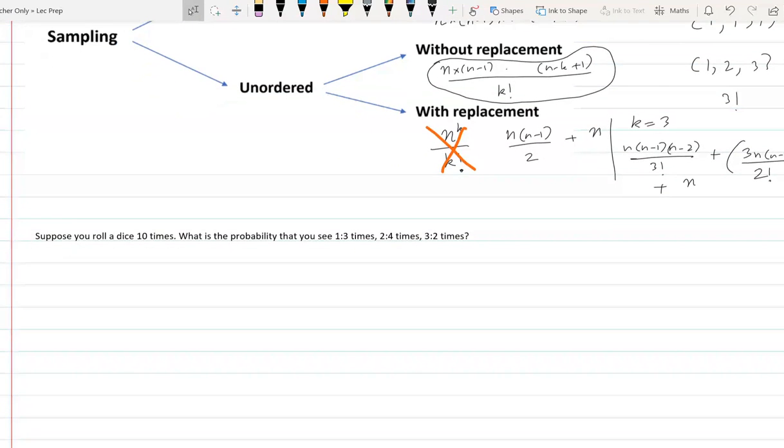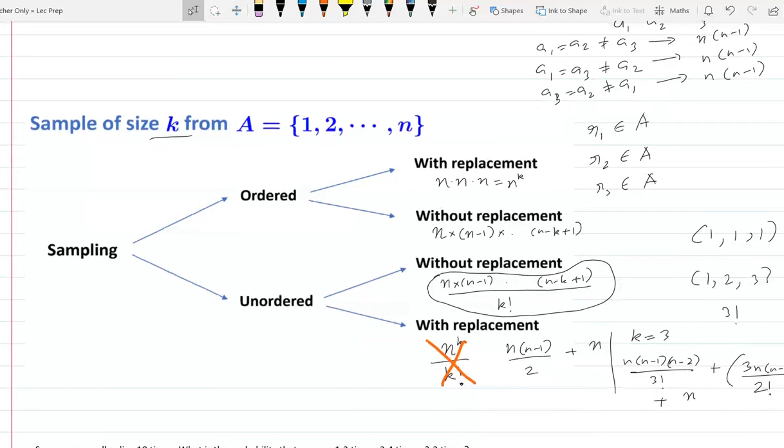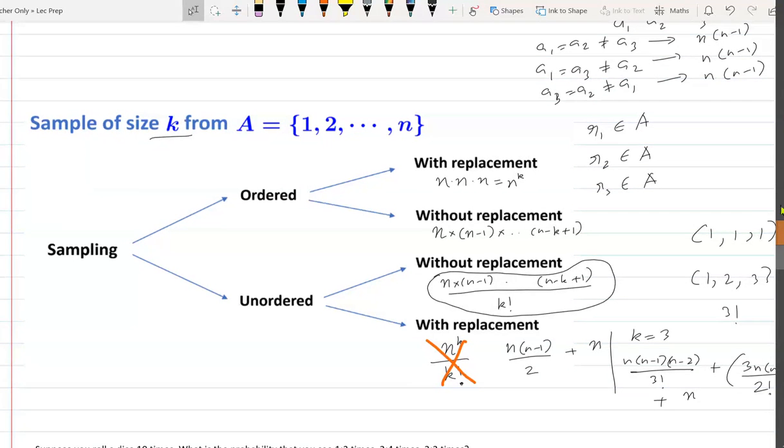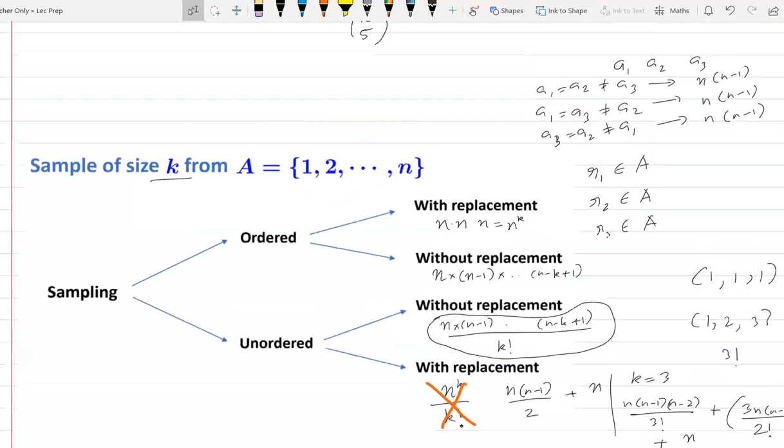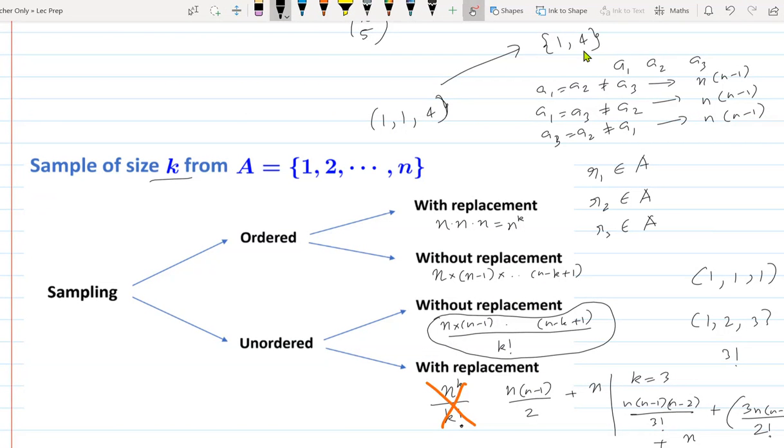Sir, I didn't understand why we are dividing by 2 factorial. Okay, so let's say I am choosing these 3 people behind closed doors. Let's say I got the first person, and then I got the fourth person. When I reveal the people to you, I am not telling you the order. I am only giving you the set 1, 4. Or I mean the set 1, 1, 4.